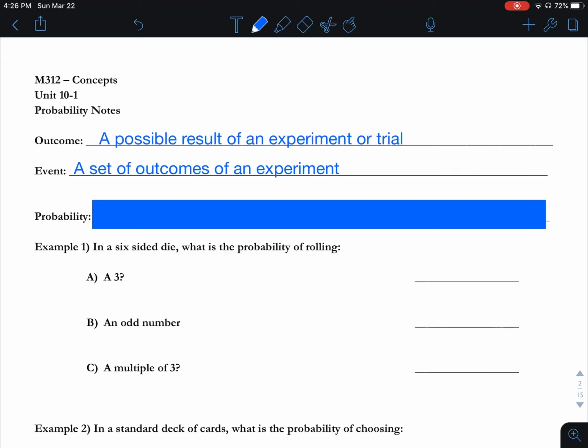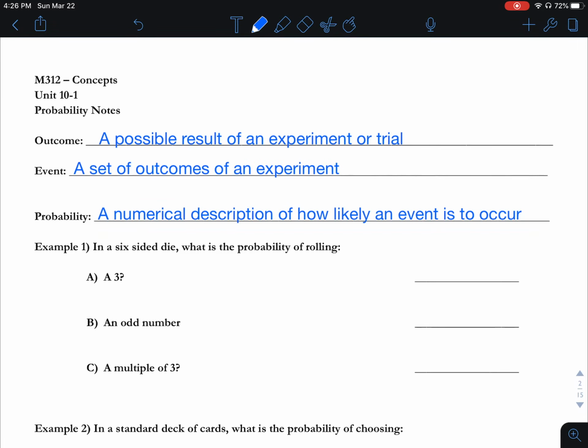Our whole unit is about probability, and here's that definition. It's a numerical description of how likely an event is to occur. We're going to get more into that in a second. We did a little bit of this when we were talking about ratios, not so much proportions, more so ratios. Let's talk about example 1.